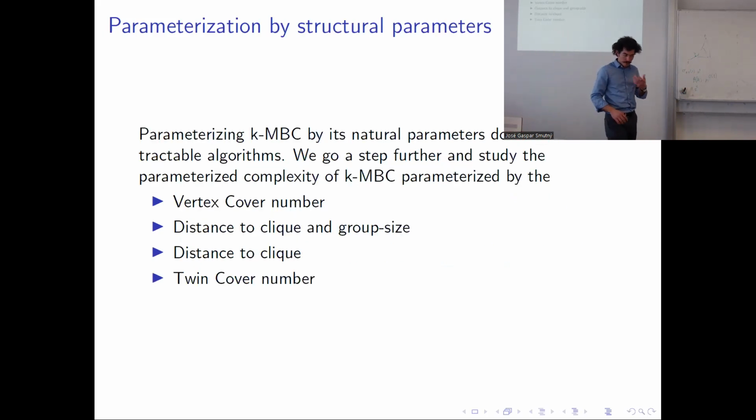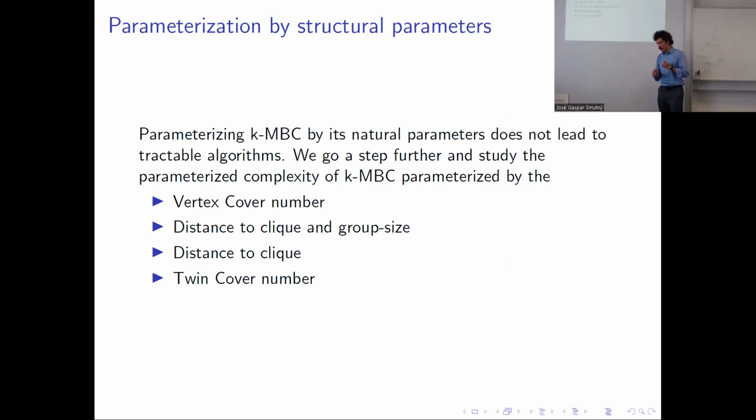The following step was looking into structural parameters. The structural parameters we studied were the vertex cover number, the distance to clique, and group size combined. The algorithms for these parameters are very similar. I will discuss the main principle behind them, and then only the distance to clique, which was done using a nice trick, and also the twin cover number. I won't talk about the twin cover number here because it's a slightly different method. We don't have so much time. However, I'll touch on the other three parameters.